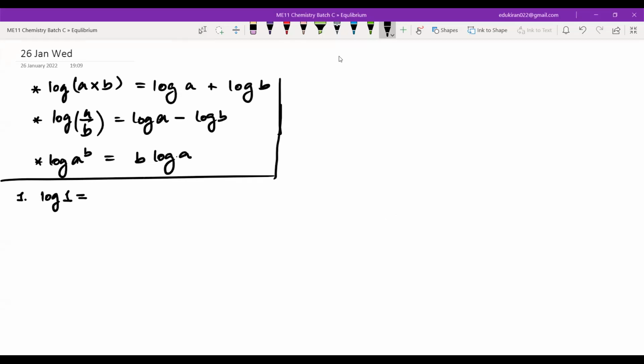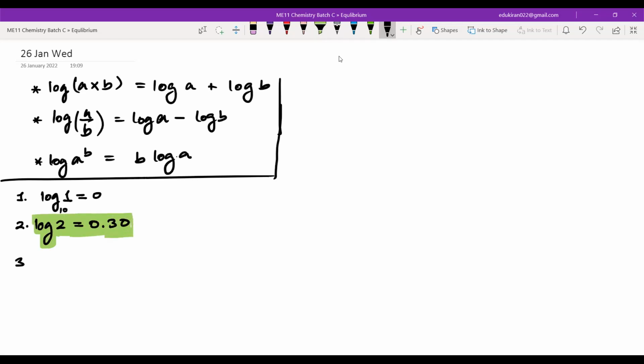So log of 1 will be equal to 0. If the base is 10, 10 to the power 0 is equal to 1. Right, guys? Yes or no? Yes, sir. Okay. Then I will be giving you values of log 2. Log 2, you have to remember, is equal to 0.30. You don't need to remember log 1, you can see from the definition of log that it is equal to 0. But log 2, you have to remember.